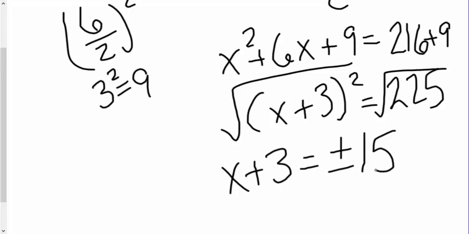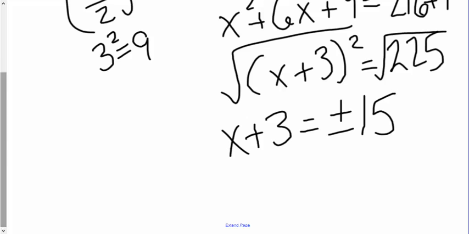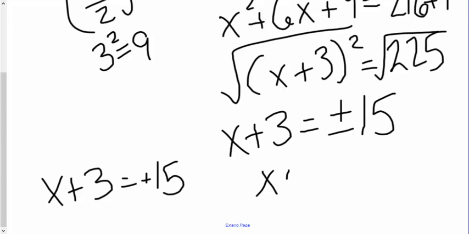So we have two scenarios here. Just like whenever we have factors, like (x + 3)(x + 4) = 0, we'd set x + 3 equal to 0 and x + 4 equal to 0. Here we're going to have to set it as x + 3 = positive 15 and x + 3 = negative 15, because those are the two different scenarios I have here.